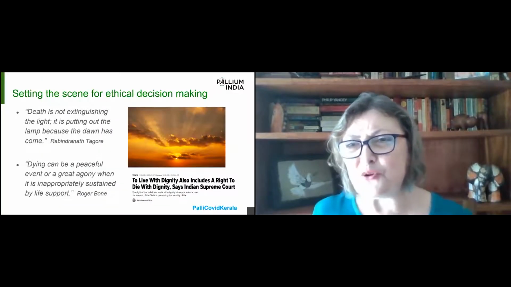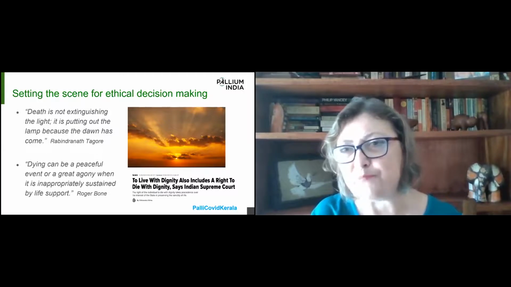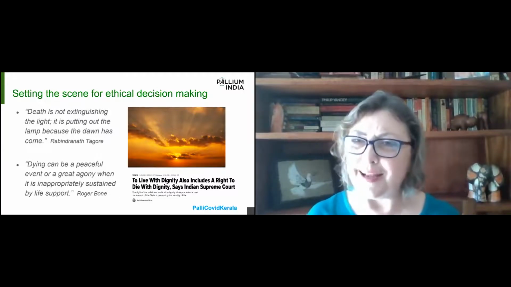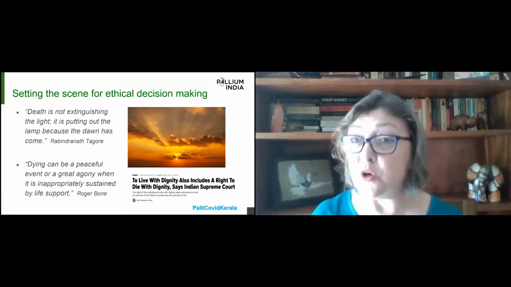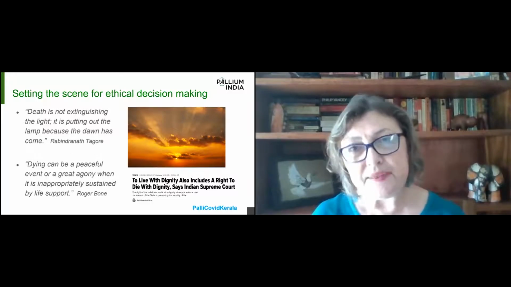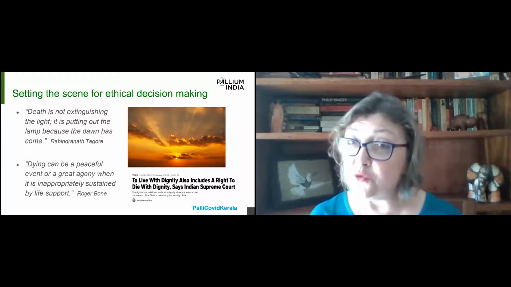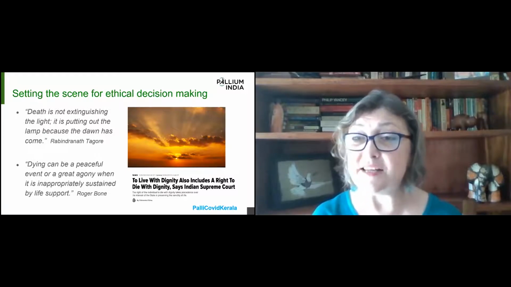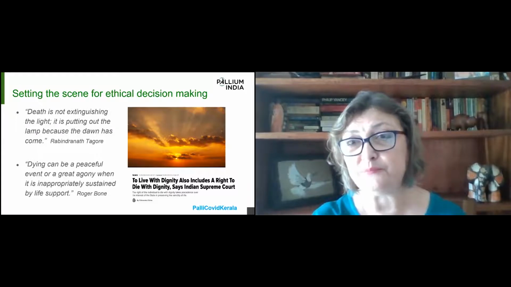Here's those philosophical statements that I was mentioning. Death is not extinguishing the light. It is putting out the lamp because the dawn has come. I love seeing a quote like this in an academic journal. It's just reminding us that sometimes we're accompanying people on that final journey, which will happen to us all. But the dignity of that and the fact that people are not abandoned and that we are not medicalizing that event unnecessarily is really important to remember.